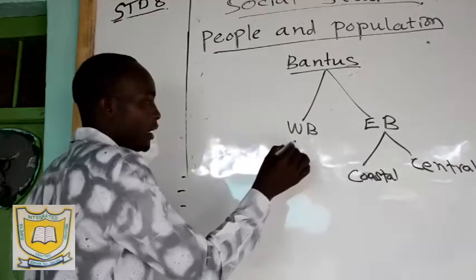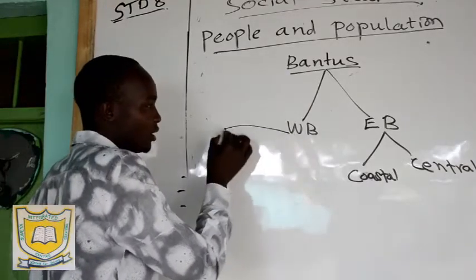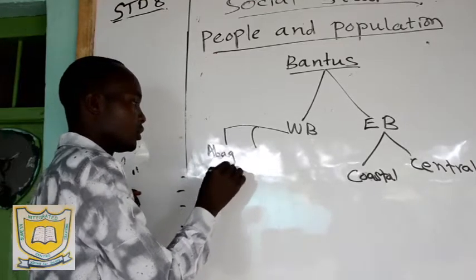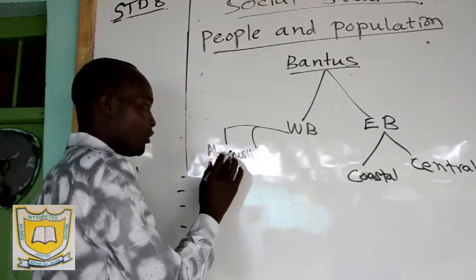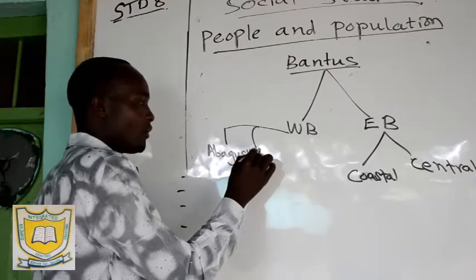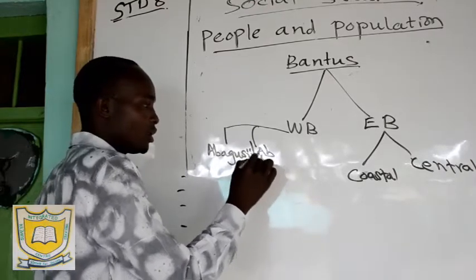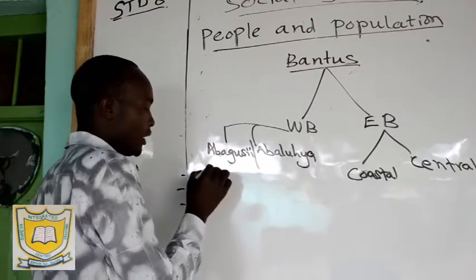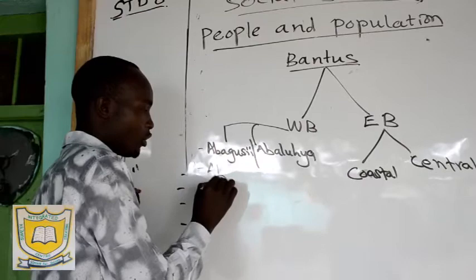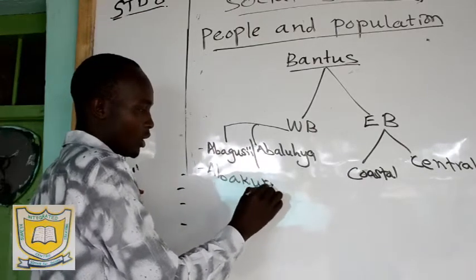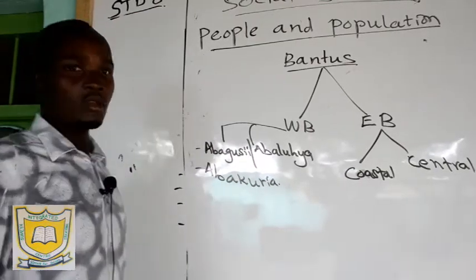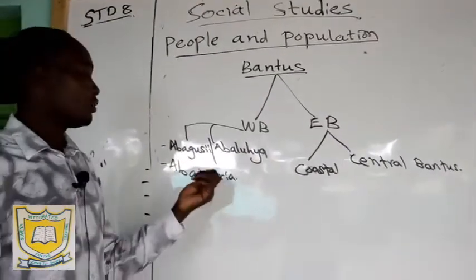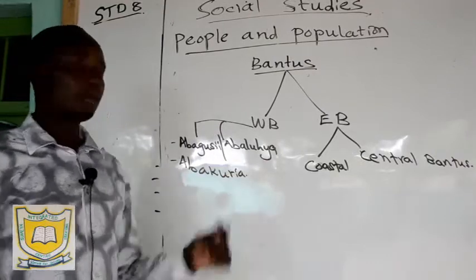Now, the Western Bantu are made up of the Abakusi, then we have Abaluya, and then we have also Abakuria. So this is what we call the Western Bantu: Abakusi, Abaluya, Abakuria.